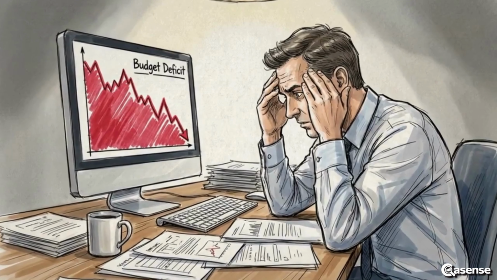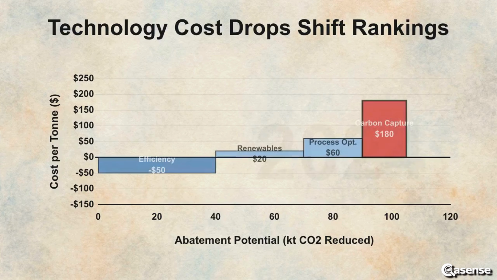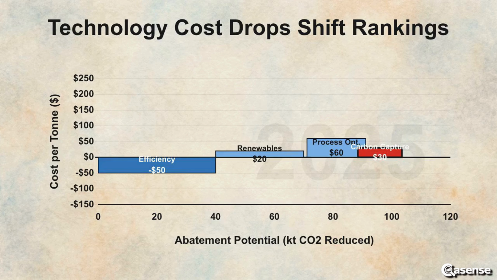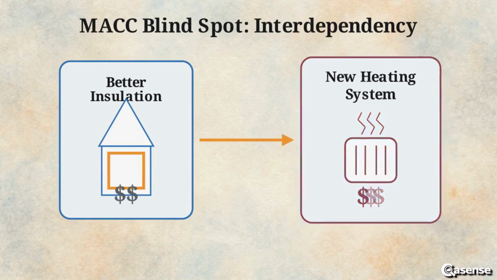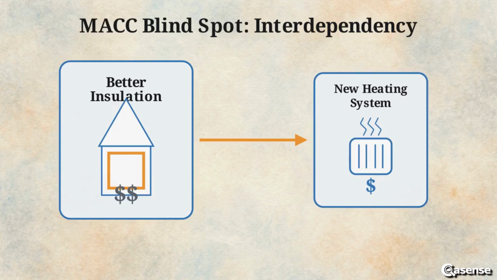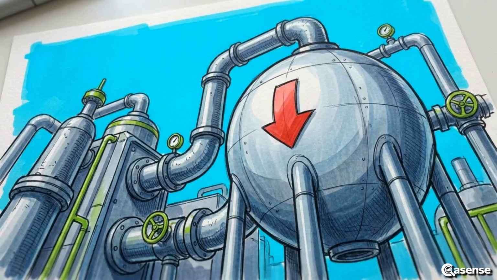However, relying on this framework as an absolute, unchanging truth will eventually lead to poor planning. First, technology shifts quickly. A piece of equipment that is prohibitively expensive today might drop in price by next year, entirely changing where it belongs on the curve. Second, the chart treats every measure as an isolated project, ignoring how they interact. Doing one upgrade, like better insulation, might actually change the necessary size and cost of your next upgrade, like a new heating system. Finally, just because an option sits on the expensive, far right side of the chart doesn't mean you can ignore it. Some of those pricey upgrades are essential if a company wants to reach zero emissions.